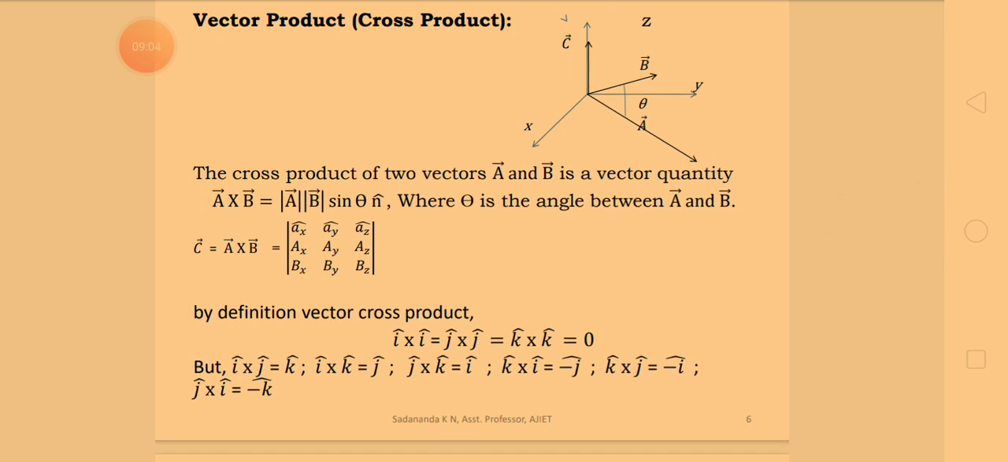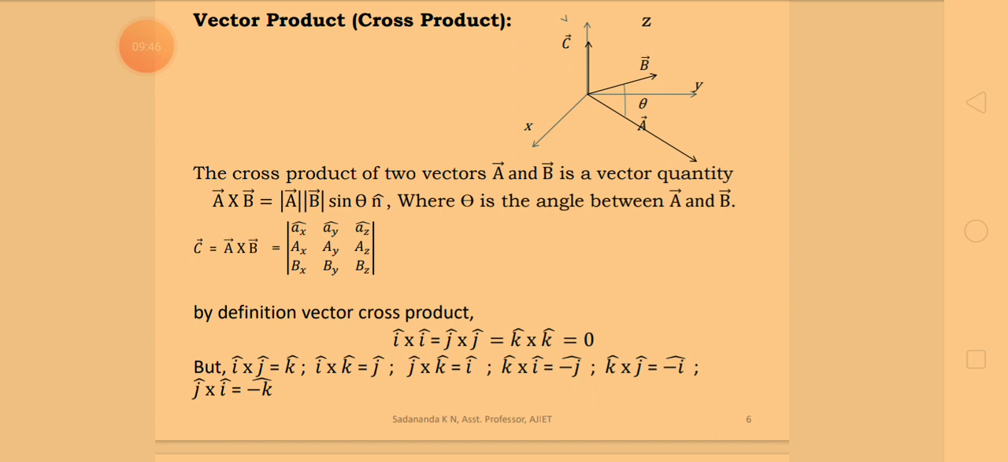By the definition of vectors, we can write the cross product of any two unit vectors. Say for example i cross i is equal to j cross j is equal to k cross k. All of them result in 0. Why? Because the angle between them is 0, and sine 0 is 0 in the expression. Similarly, when you go for the cross product of another pair of unit vectors, say i cross j, that results in k, i cross k results in j, and j cross k results in i. In all these pairs of unit vectors, the angle will be 90 degrees.